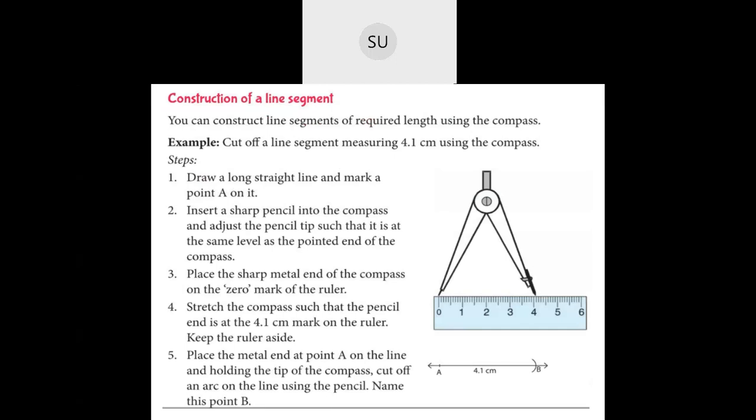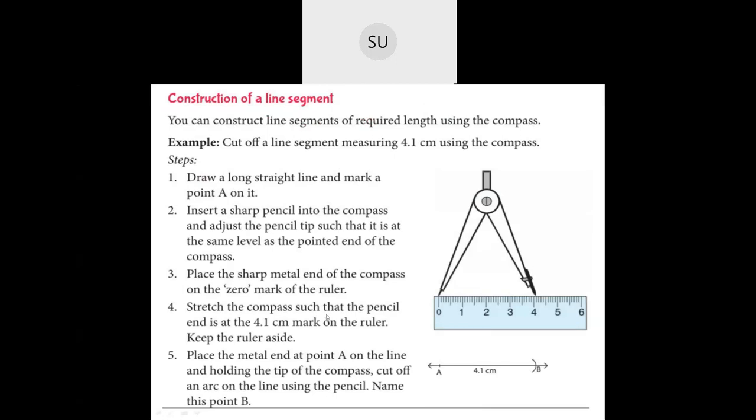Once you measure that, keep your metal tip at point A on your line. Okay, and then draw an arc like this. So this arc will be drawn at 4.1 centimeters away from A. So this point you can mark as B. So the line segment AB will be 4.1 centimeters. Okay, so this is how you construct a line segment.